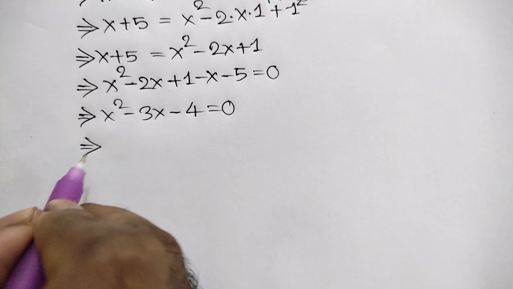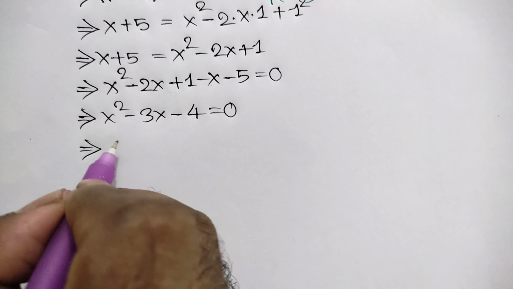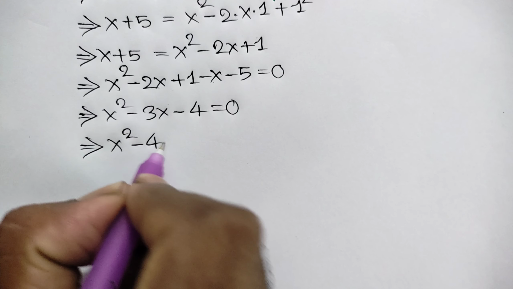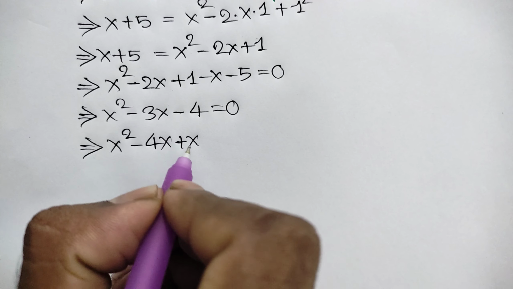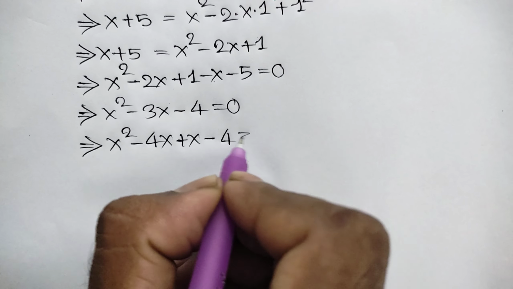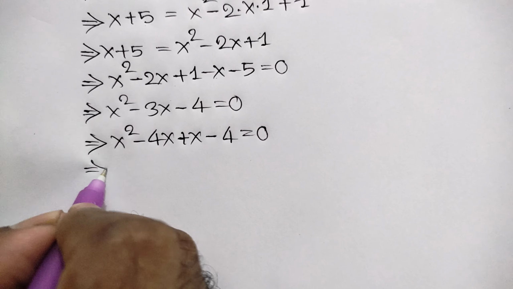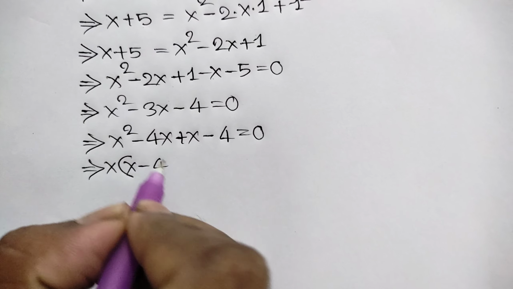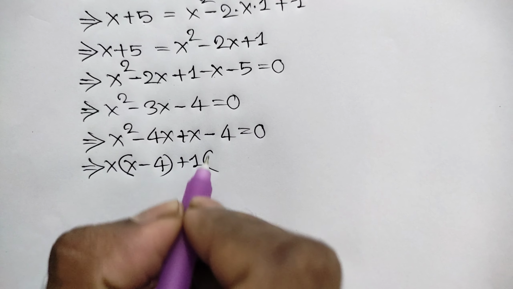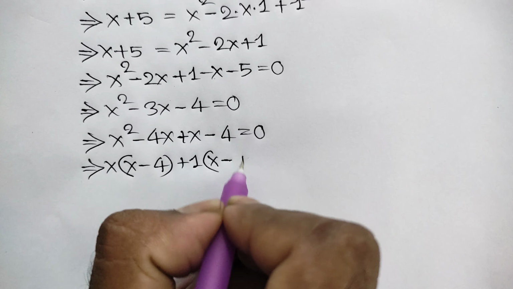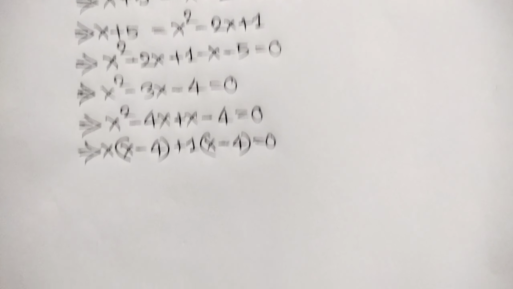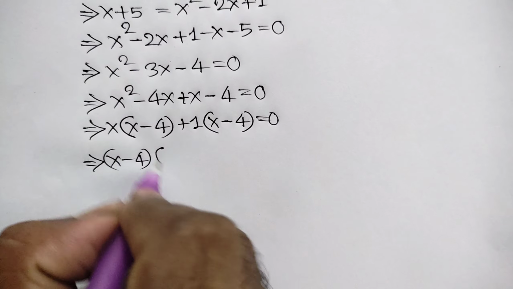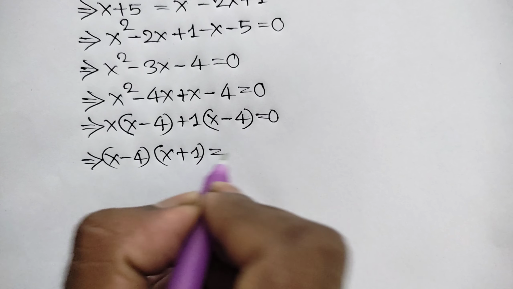Now here we can use the middle term breaking rule, so we can write x square, this minus 3x can be written as minus 4x plus x, minus 4 is equal to 0. Now taking common x from the first two terms, we will get x times x minus 4, and taking common positive 1 from the last two terms, we will get 1 times x minus 4 is equal to 0. Now taking common x minus 4, we will get x minus 4 times x plus 1 is equal to 0.